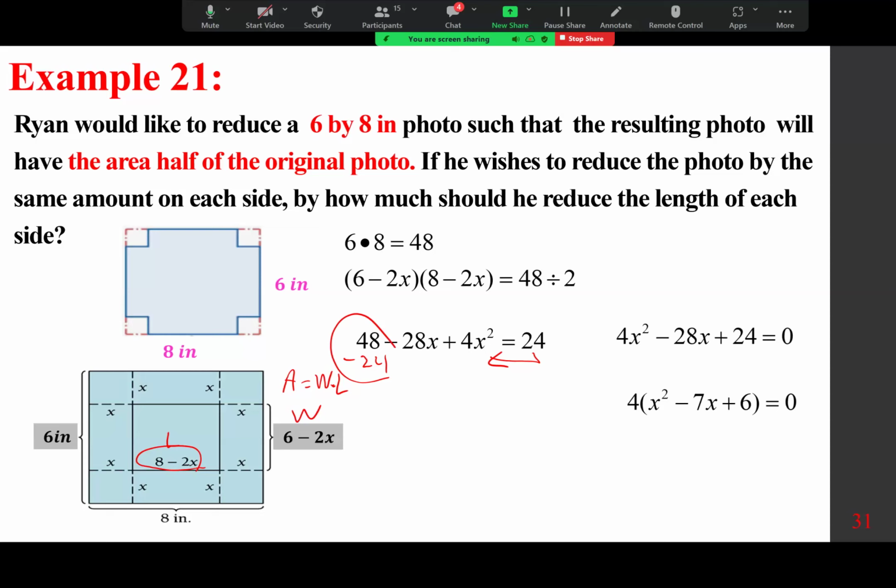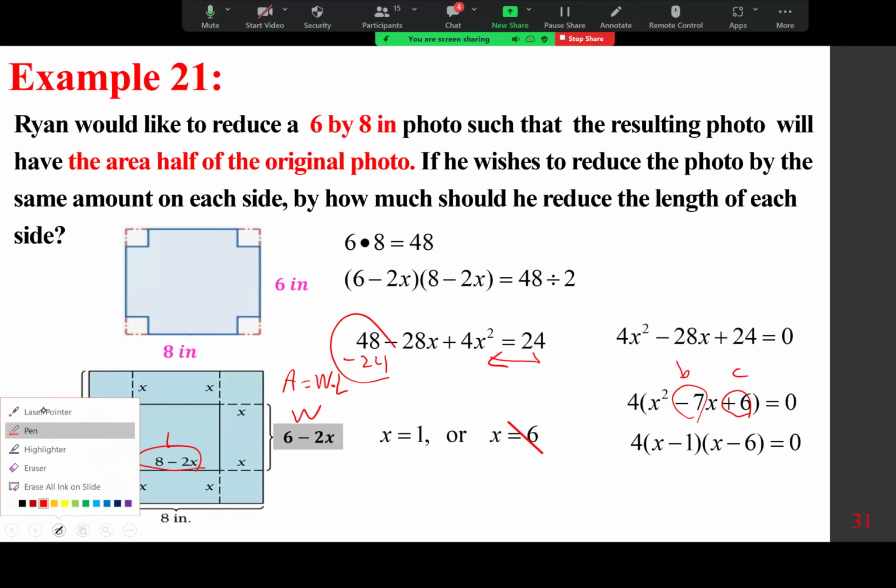We want two numbers. The product is c, or positive 6. The sum is b, or negative 7: negative 1 and negative 6. And there are two answers. X is either 1 or 6. And I hope you recognize why 6 is out, because the original size is 6 by 8. The maximum amount that you can cut is less than half of 6. So this is out. So you can cut 1 from each side. So that would be the answer.